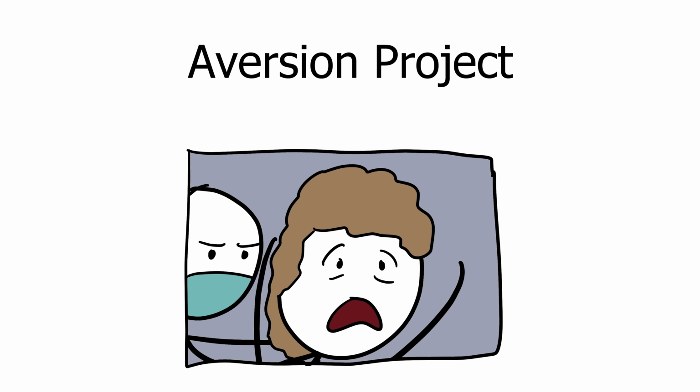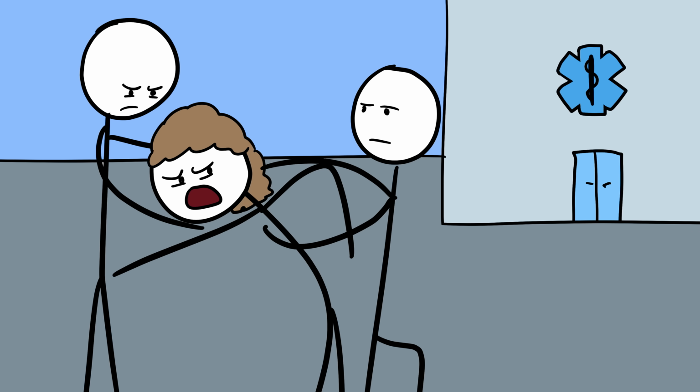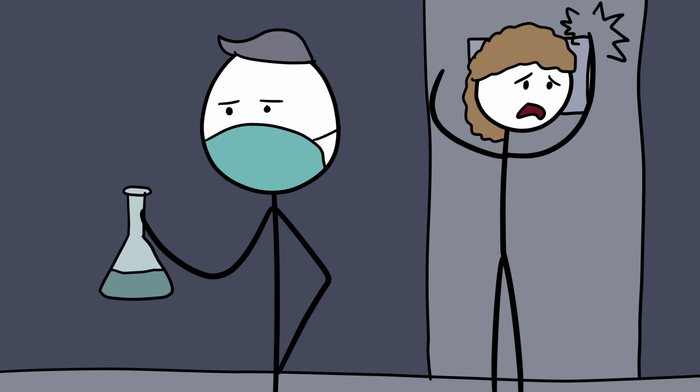Number 4, the Aversion Project, medicine as punishment. In apartheid-era South Africa, the military carried out a secret program known as the Aversion Project. Its goal was to cure homosexuality among soldiers. Instead, it created a nightmare.